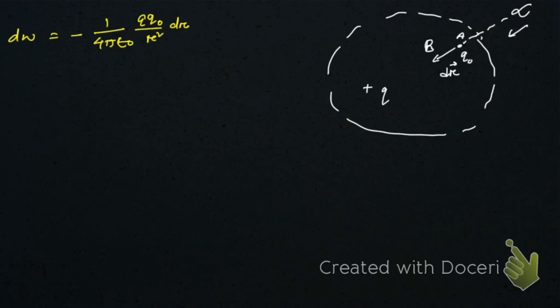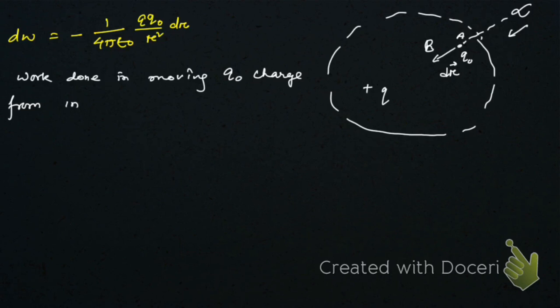Then what will be the work done? So work done in moving the charge q naught from infinity to the position which is at a distance of r from q, right, to this point.